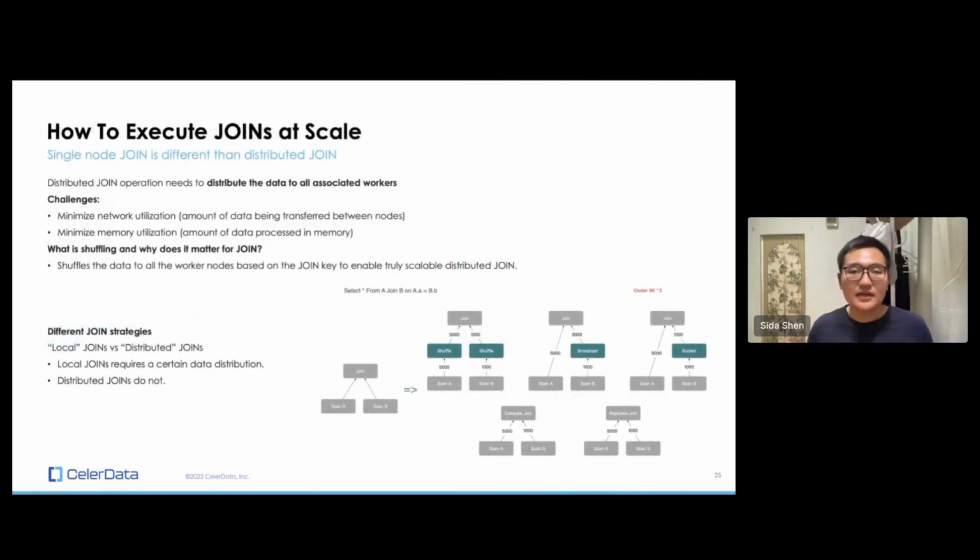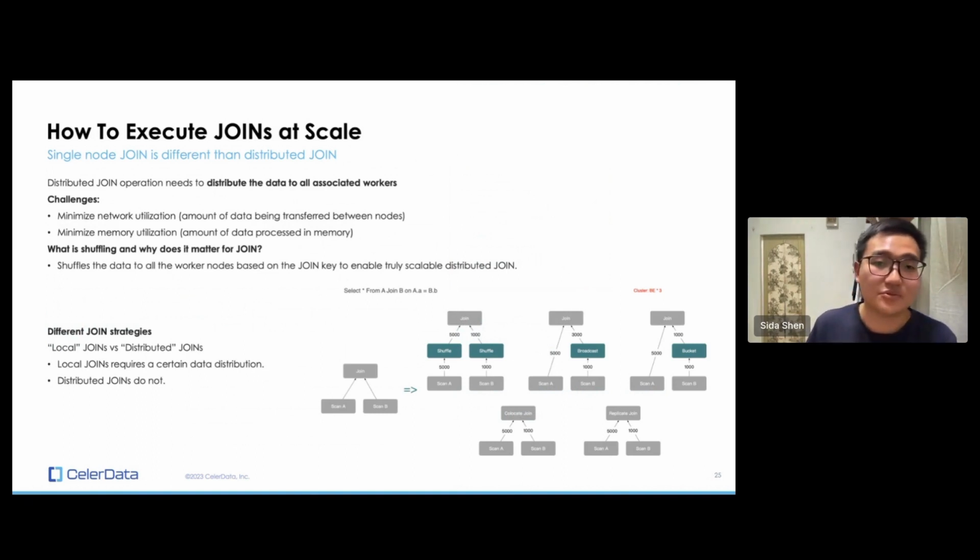So just exactly how to execute joins at scale with many instances. Single node join is very different from distributed join. For a distributed join operation, one thing it needs to do is make sure all of the worker nodes get the right data that they can work on, right?